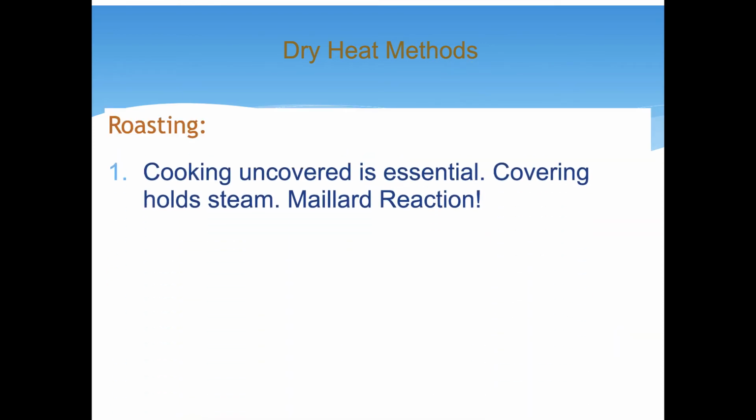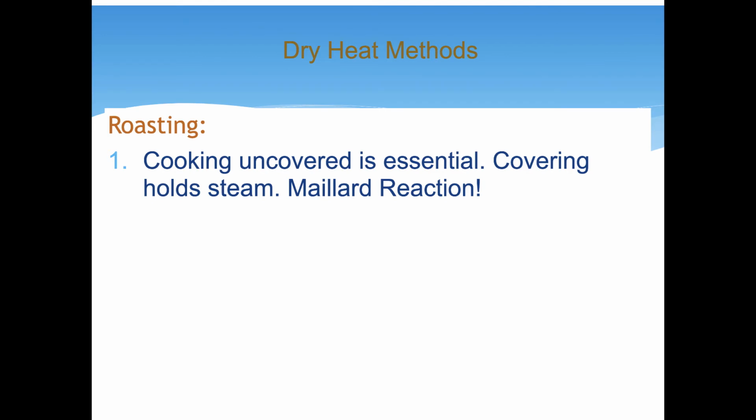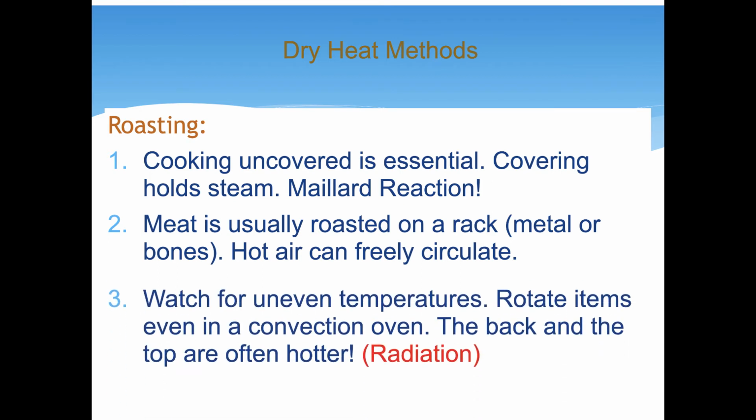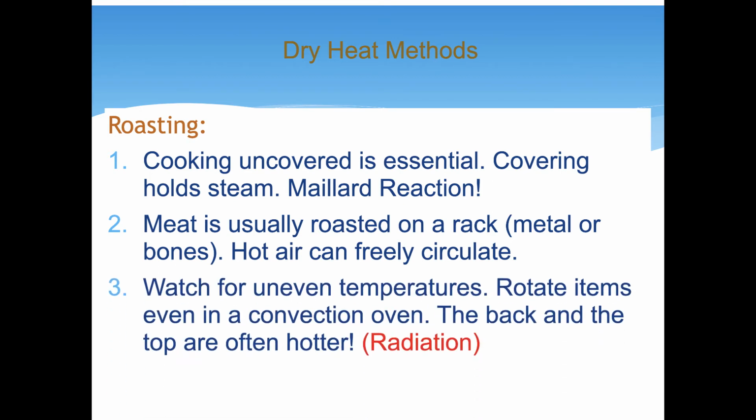Roasting is uncovered, because covering would hold in the steam. It's usually cooked on a rack so that air can circulate underneath, so the bottom of the meat is not boiling in its own juices. You also want to rotate things in the oven. Even though we use convection ovens, you can still get radiation from the sides or the top of the oven, so you want to rotate your food items around, spin your sheet tray around, or sometimes put the top sheet tray into the middle and the middle one up on top.